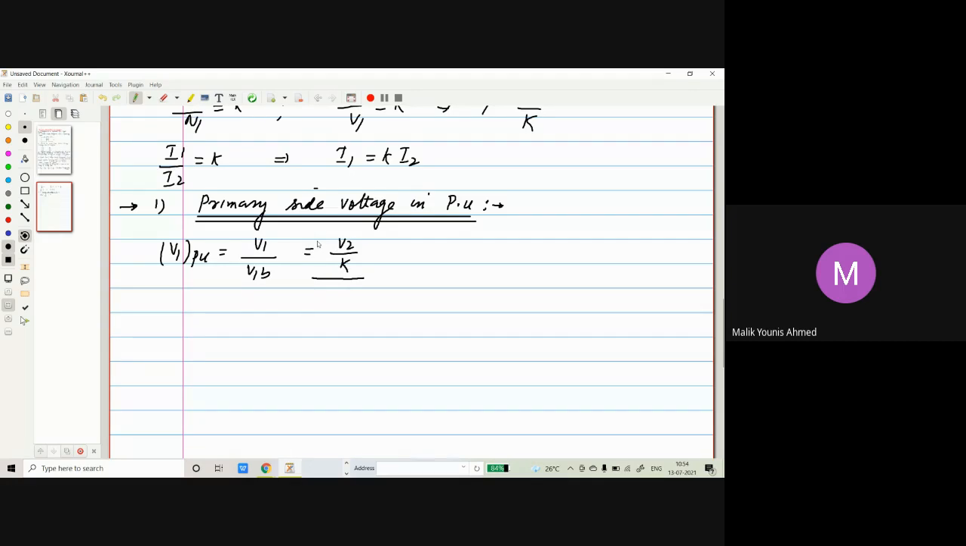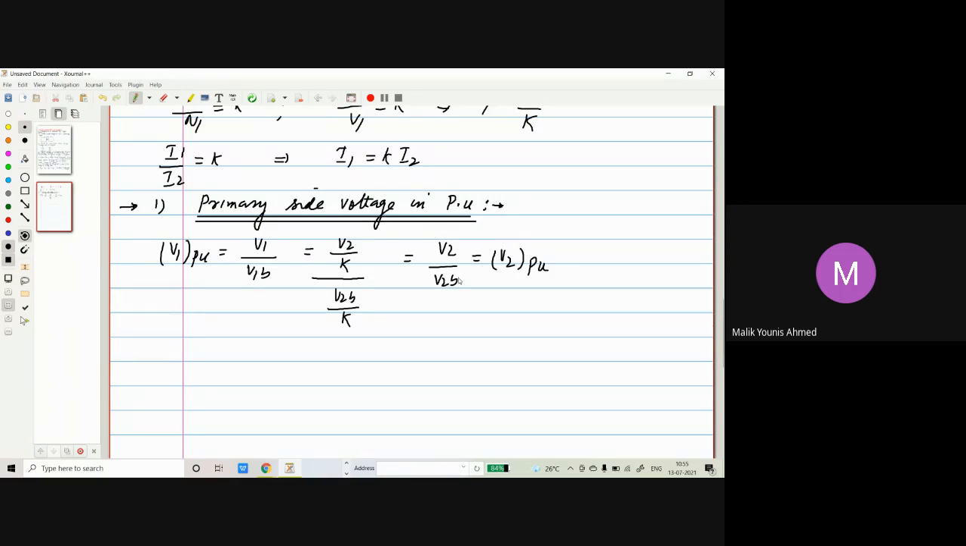On similar grounds, whatever relation exists in the actual values, the same will exist in the per unit values as well as in the base values. So V1B can be written as V2B divided by K. Base values will have the same relationships. K and K will get cancelled. So this will be V2 divided by V2B. This is nothing but the per unit voltage on the secondary side of the transformer. So number one relationship, we have proved that per unit voltage on either side of the transformer is the same.